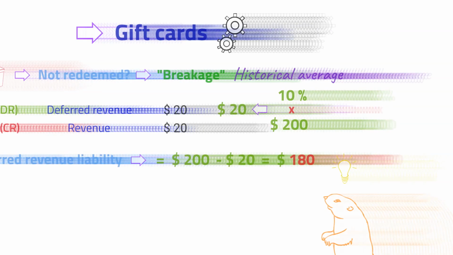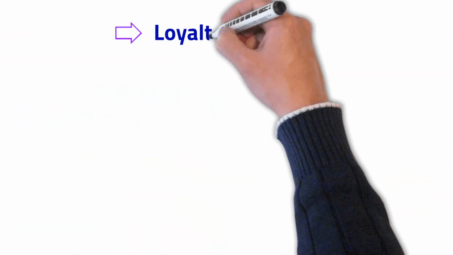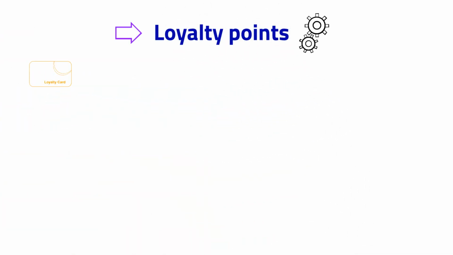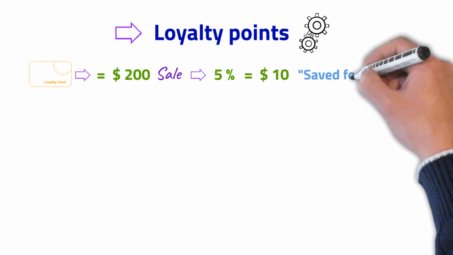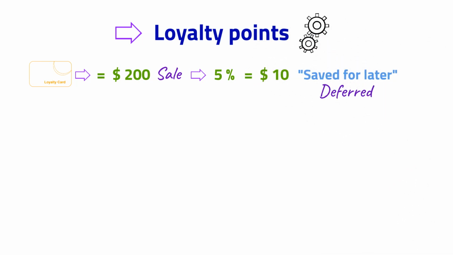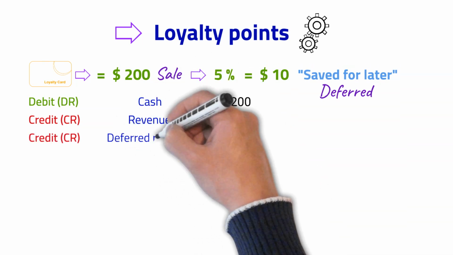Loyalty points is another interesting case. Here, we defer part of the selling price. When you grant loyalty points with a sale, you allocate part of the selling price to a separate performance obligation. That portion becomes deferred revenue until points are redeemed or expire. When we sell apples for $200 and have a loyalty program with 5% in points, we record the following: debit cash 200, credit revenue 190, credit deferred revenue loyalty 10.